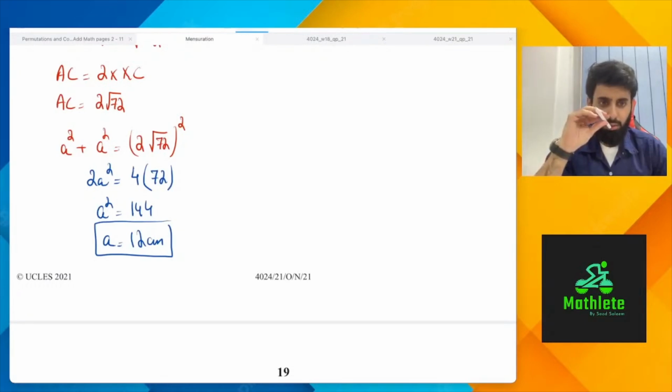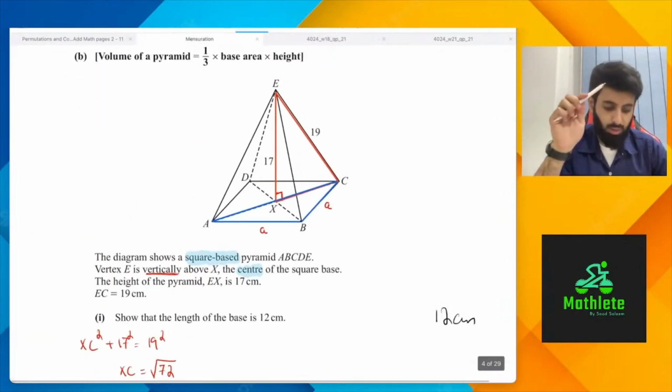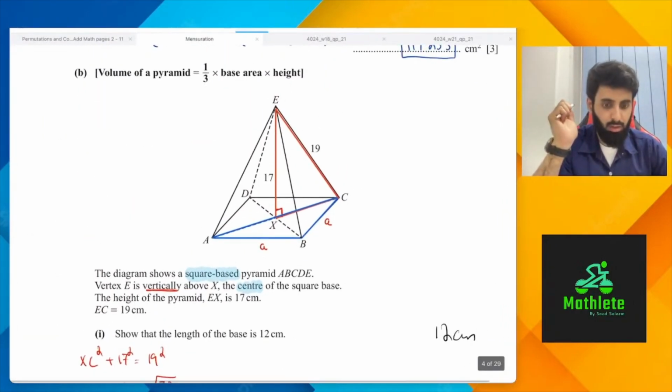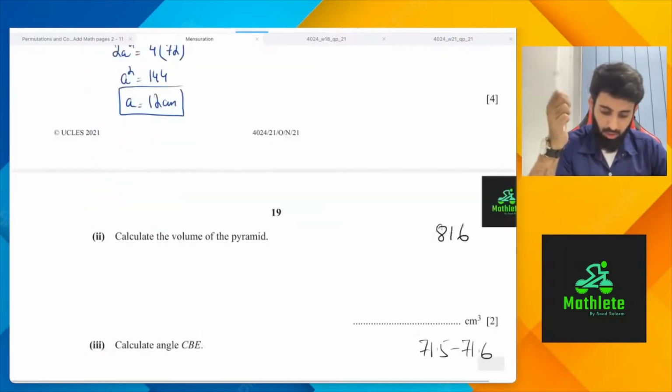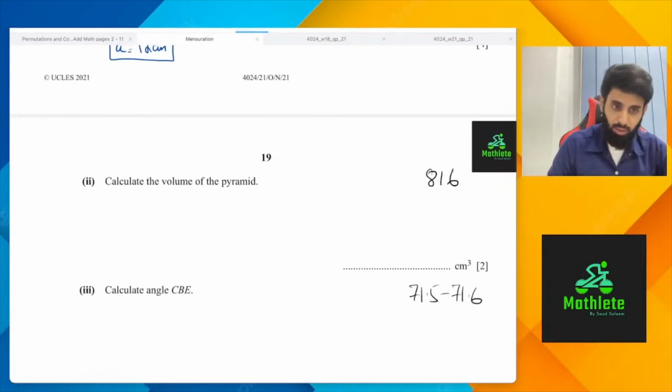Sir, we didn't use the formula for pyramid. Does the question give it to confuse us? No, beta, that's because there is more to this question that is to come. Okay, so we'll probably use it in the next part, but there you go. Part 2 says calculate the volume of the pyramid. So how will we calculate the volume of the pyramid?